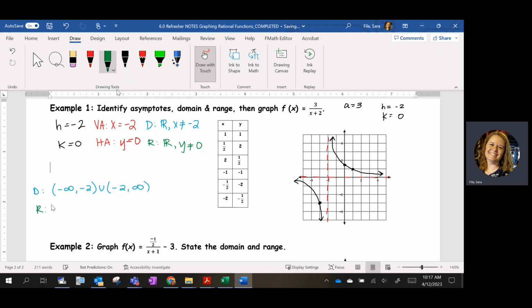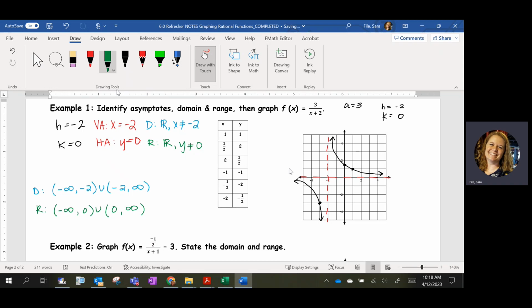The range would be the same thing. You would pick up from negative infinity, because it goes low to high for range. So negative infinity up to 0, that's where the break is, union, and then 0 to infinity. So either one of those in blue and green, I would accept for ways to write your domain and range. Y'all feel okay about that?